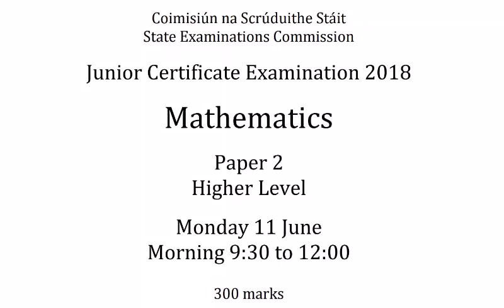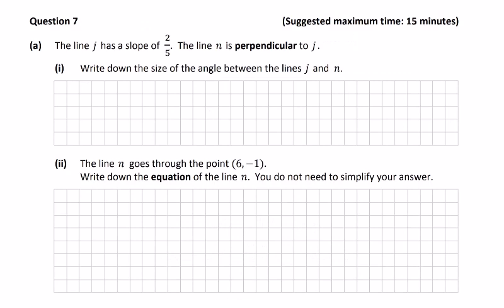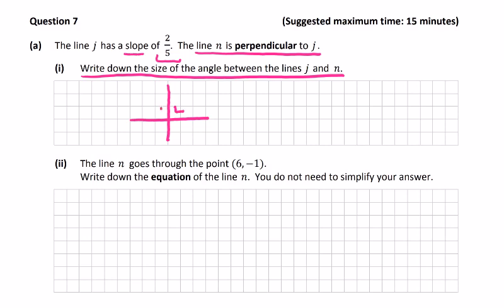So let's start looking at question 7 on paper 2, 2018. The line J has a slope, coordinate geometry, of 2 over 5. The line N is perpendicular to J. Write down the size of the angle between the lines J and L. Well, one line that's perpendicular to another line, the angle between the lines is going to be 90 degrees.